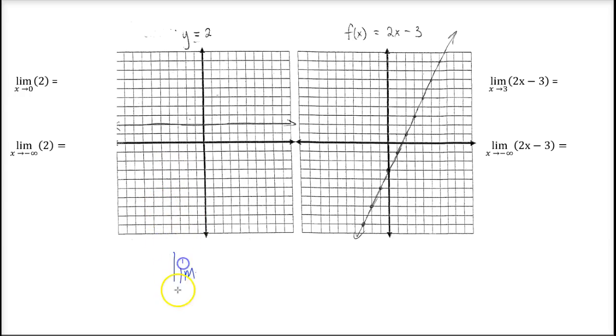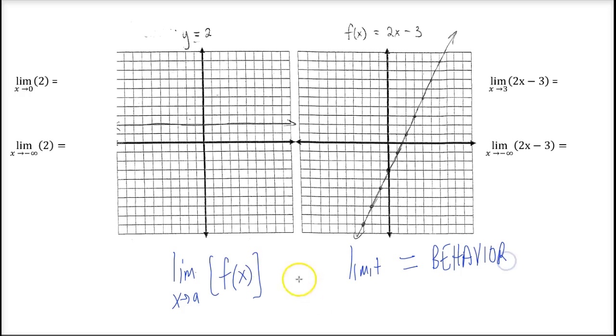Whenever we talk about the limit of a function in general, you're normally going to see this notation here. The main thing that we want to remember is that limit equals behavior. So when we say we want to know what the limit of a function is at a certain x value, or what the limit is as an x value approaches positive infinity or negative infinity, what we're really saying is, let's study the behavior of that particular function as it approaches that x value or as it approaches positive or negative infinity.